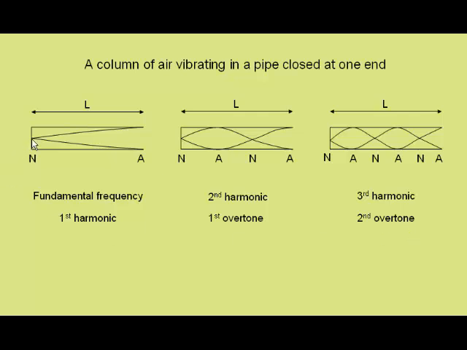Now, as the distance from a node to an antinode is a quarter of a wavelength, here L, the length of the pipe, is equal to lambda over 4, 1/4 of a wavelength. Here we've got 1, 2, 3 quarters of wavelengths, so L is equal to 3 lambda over 4, 3/4 of a wavelength. And here we have 1, 2, 3, 4, 5 quarter wavelengths, and so L is equal to 5 lambda over 4.